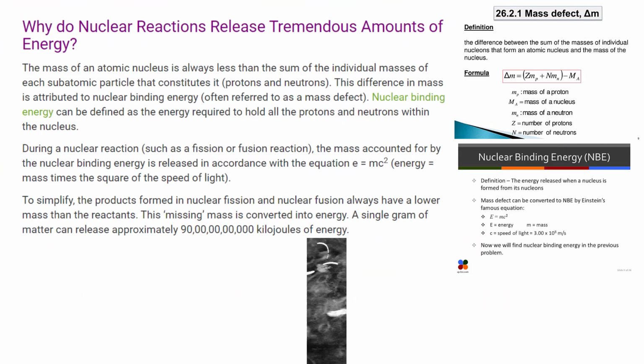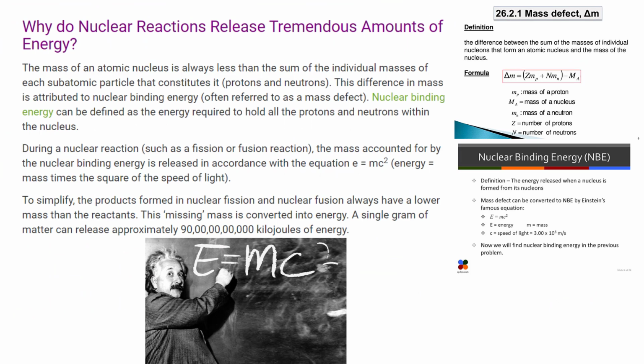Why do nuclear reactions release tremendous amounts of energy? The mass of an atomic nucleus is always less than the sum of the individual masses of each subatomic particle that constitutes it, protons and neutrons. This difference in mass is attributed to nuclear binding energy, often referred to as a mass defect. Nuclear binding energy can be defined as the energy required to hold all the protons and neutrons within the nucleus.